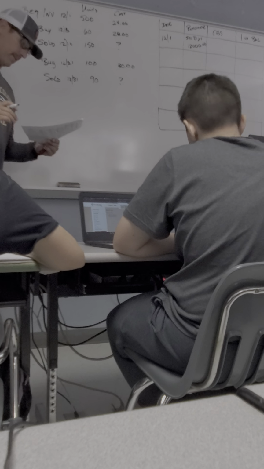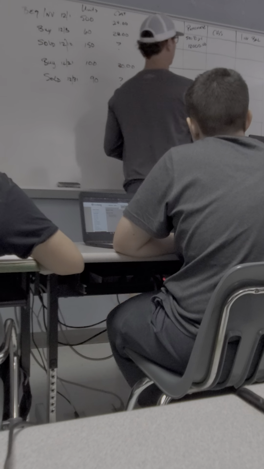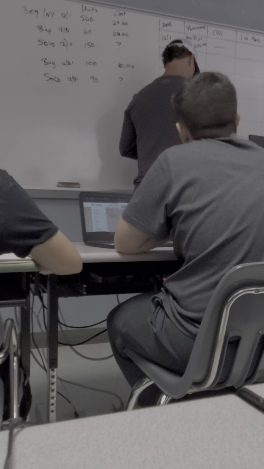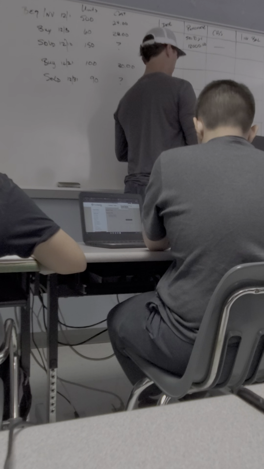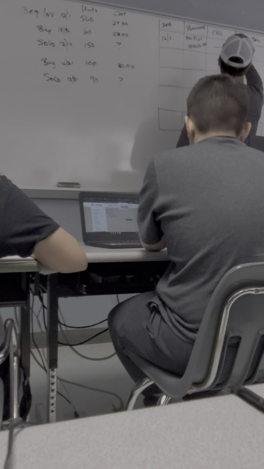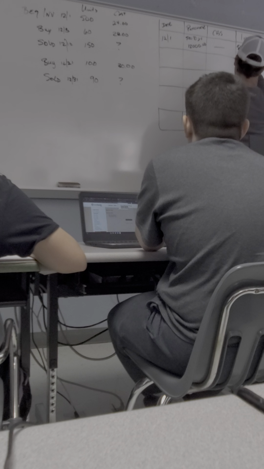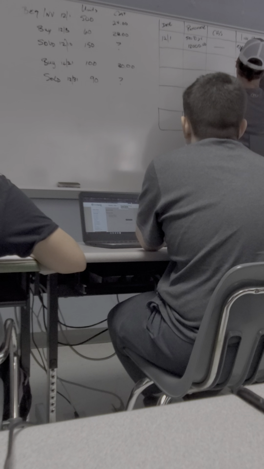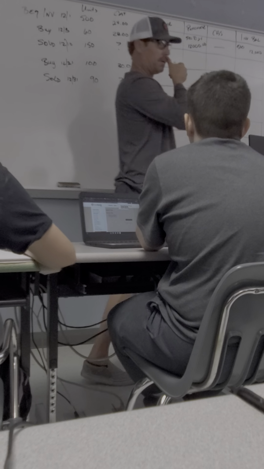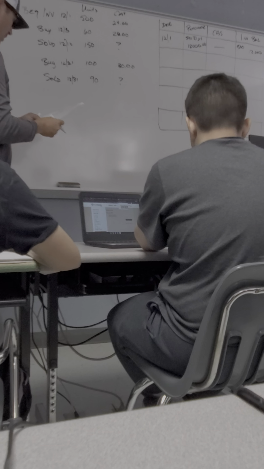Were there any cost of goods sold? No. So the inventory is 500 units, and the dollar amount is 12 grand. Okay? Everybody happy? What do we do on 12/3?